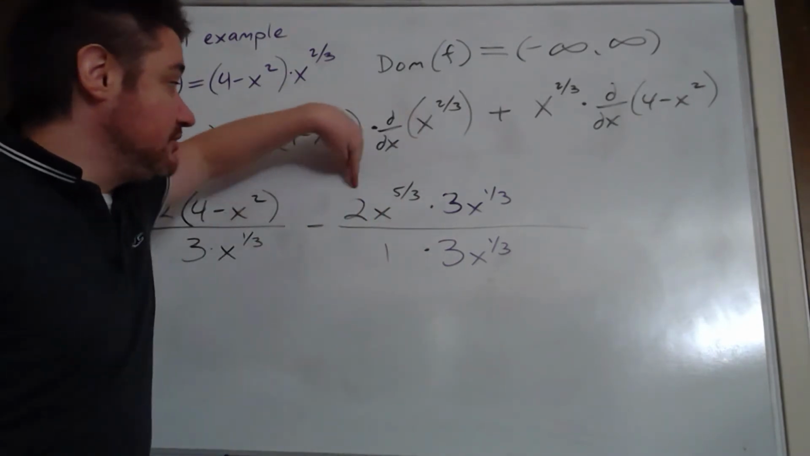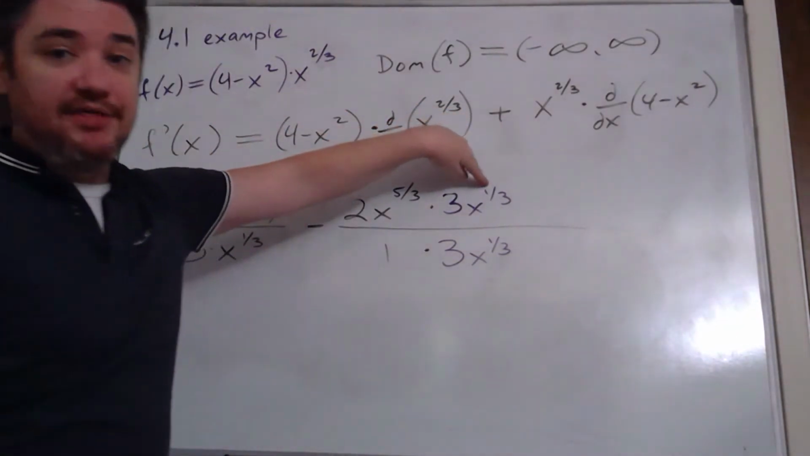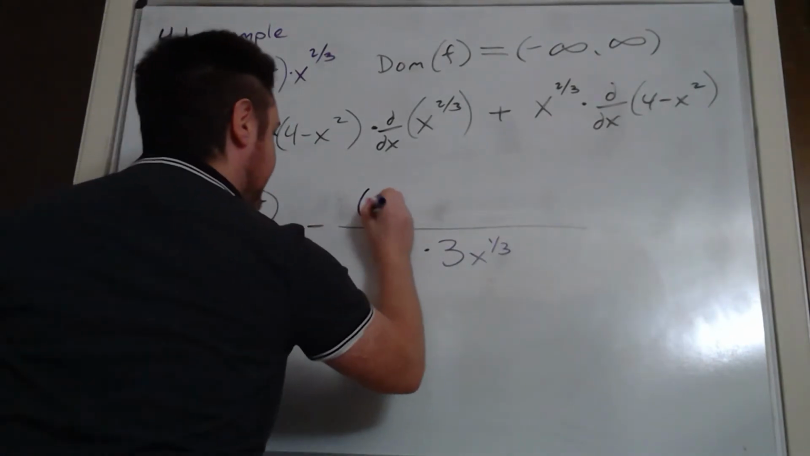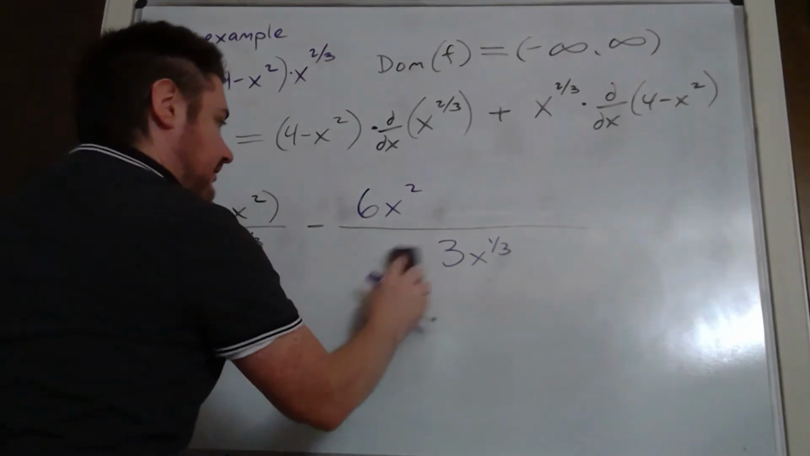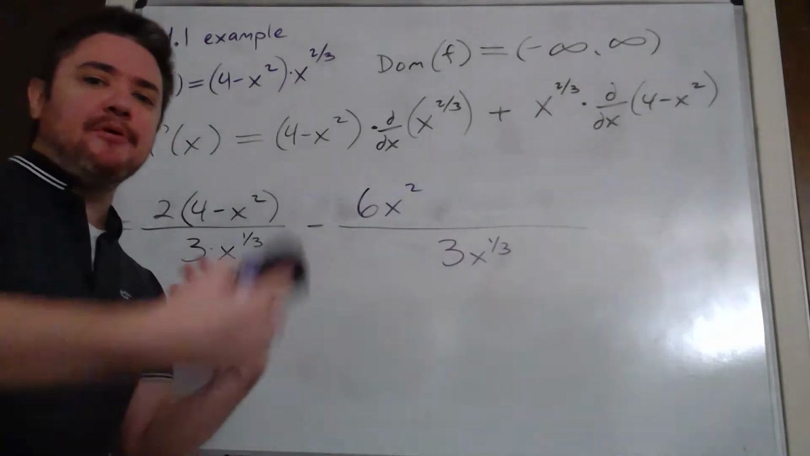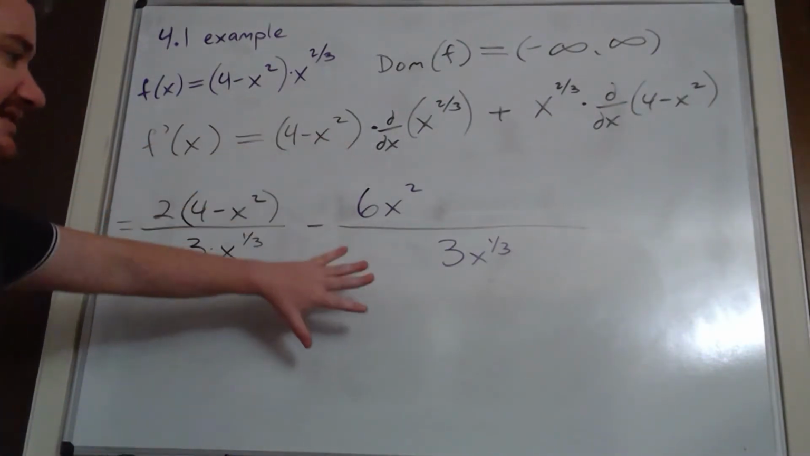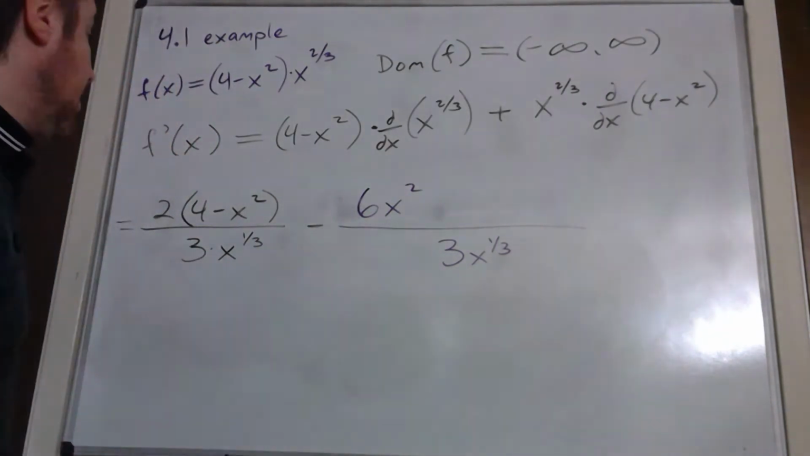Let's clean this up. 2 times 3 is 6. As I just said, x to the 5/3 times x to the 1/3 is going to be an x squared. So that numerator cleans up quite a bit, just to 6x squared. And then I've got this denominator, 3x to the 1/3. If I'm doing this with pencil and paper, I'm probably writing equals, equals, equals, going from one line to the next. With the board, I'm erasing a little bit, trying to clean up as I go.